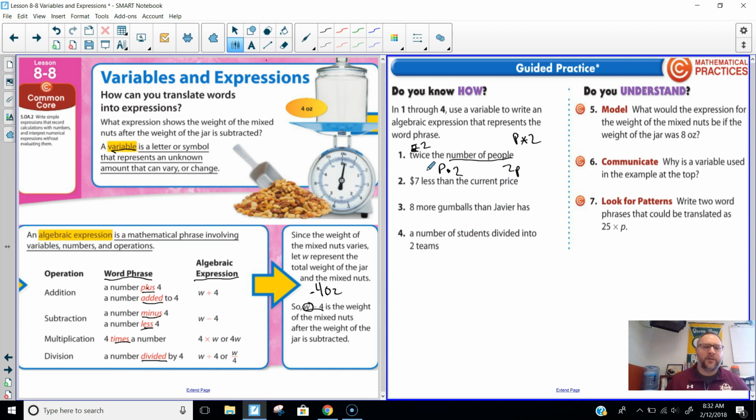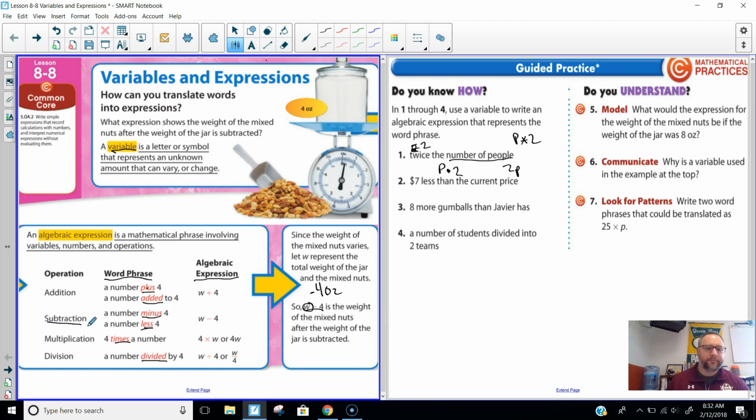Let's look at number 2 here. 7 less than the current price. Alright, so 7 is a constant, $7 less than the current price. I'm going to look over here at my table. The word phrase, I'm looking for the word less than, plus, added, minus, less. There we go. So we're looking at subtraction over here.